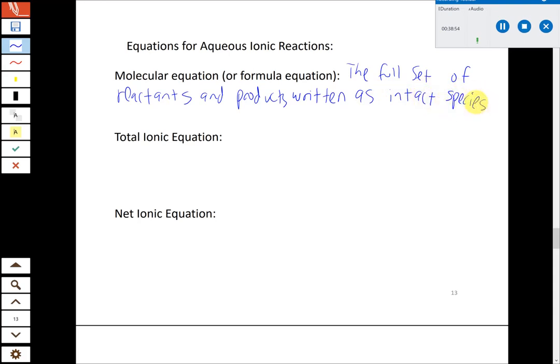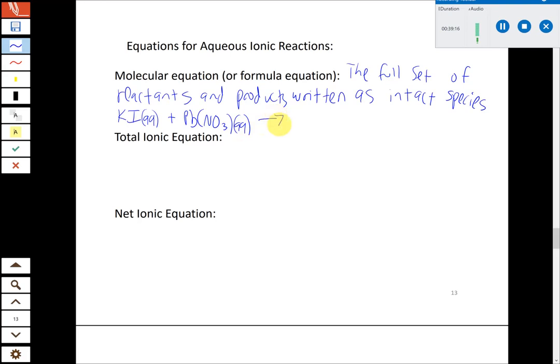The way you would do this for the reaction we talked about earlier, potassium iodide and lead nitrate, would be you have KI, and remember the reactants in these are always going to be aqueous. They're going to be dissolved in solution. So you have aqueous KI and aqueous lead nitrate as the 2 reactants. You just write them like this without separating anything.